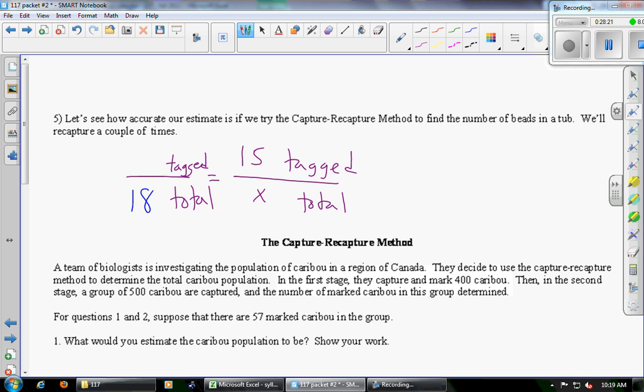So first of all, how many were tagged on the recapture? It was 4. We saw that. But a number in here is not accurate anymore because Patty grabbed more than one. So which number is not accurate? The total. That 18 is no good. We need you guys to count how many beads are on that table. How many did Patty grab, I guess, is the question.